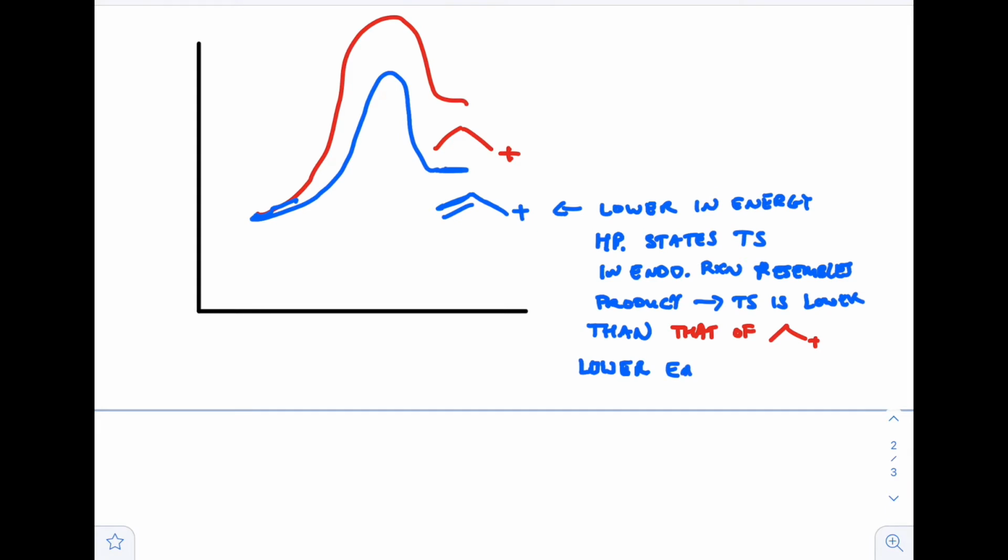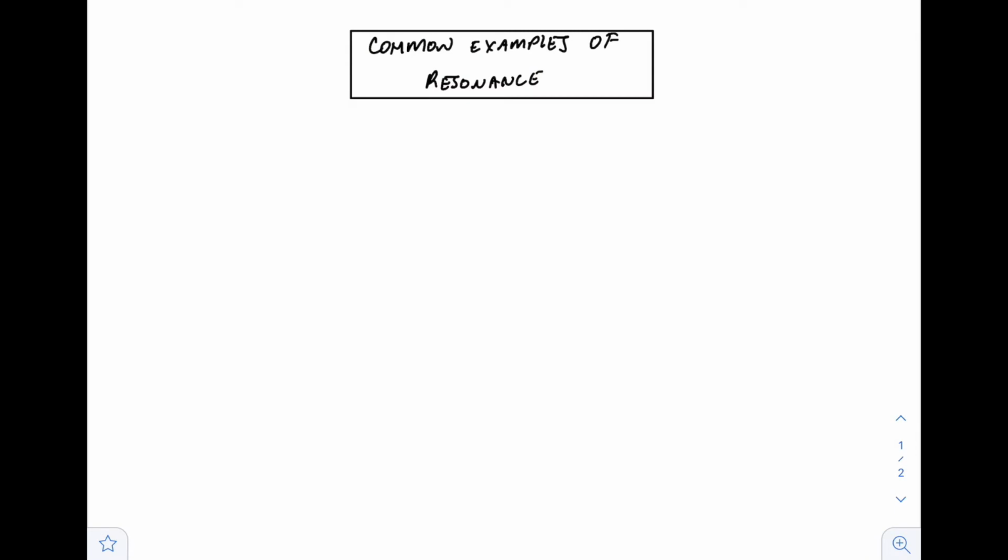And so if we have a lower transition state for the blue line, which represents the allylic carbocation, then we have a lower activation energy. If it's lower in activation energy, then it's a faster reaction. And of course, it's lower in energy because of resonance. So that's all of it: for an SN1 reaction, it was resonance and the Hammond postulate explaining why. And you should be able to do that on your own for sure.